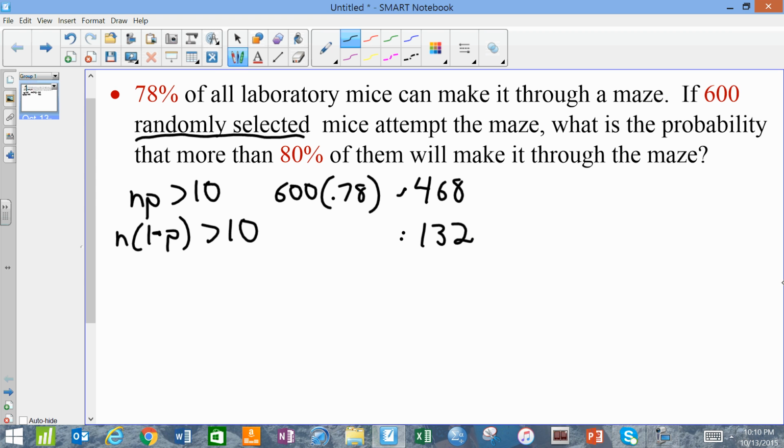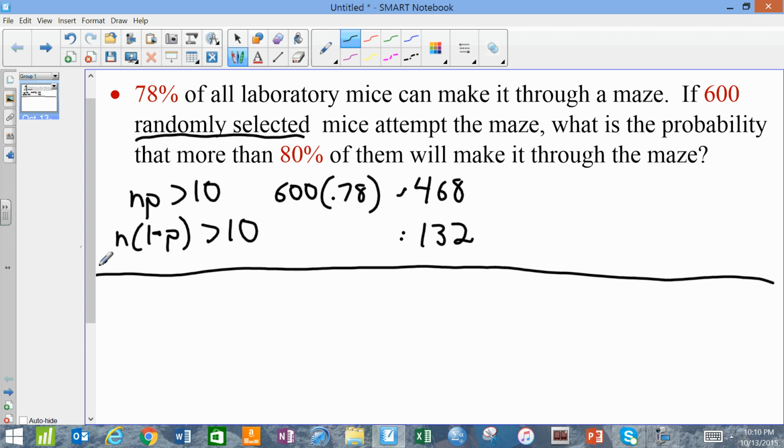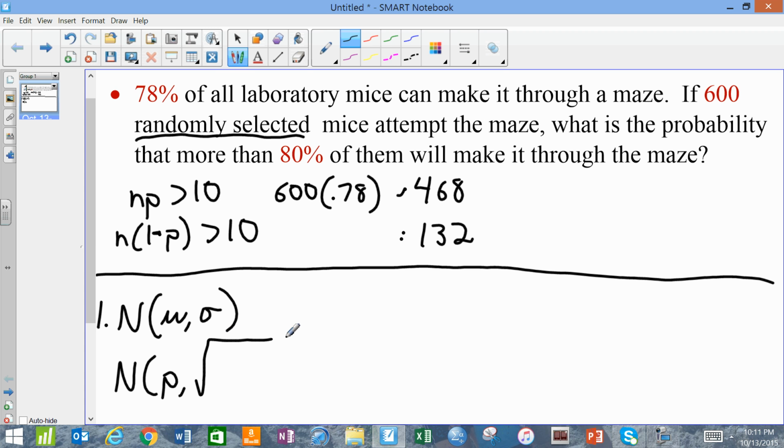So we can go ahead and start working on our problem. You can ignore this information now. That information was just to ensure that we could use our central limit theorem to find a normal distribution. So the first thing we want to do in step 1 is give our normal approximation, which we all know has always been mean comma standard deviation. When we use the central limit theorem, it's going to be very similar, except we're going to use our p for our mu, and we're going to have to calculate our standard error, which will give us an approximation of a standard deviation.